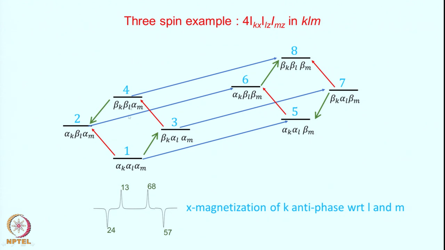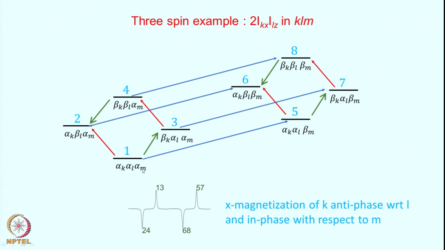Let us do a recap of the energy level diagram of the 3 spin case once more. We have 8 energy levels here, represented as 1, 2, 3, 4, 5, 6, 7, 8. Essentially it is a duplication of the 2 spin case. In one group of 4 energy levels the third spin, the M spin, is in the alpha state, and in the other 4 energy levels the M spin is in the beta state. That is how you generate the 8 energy levels.